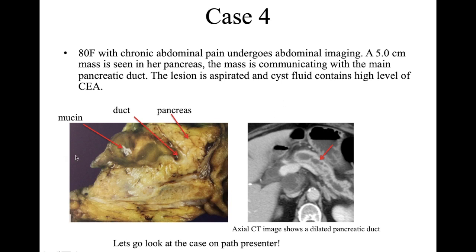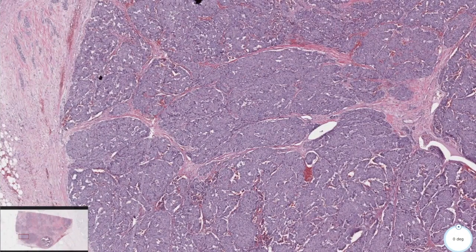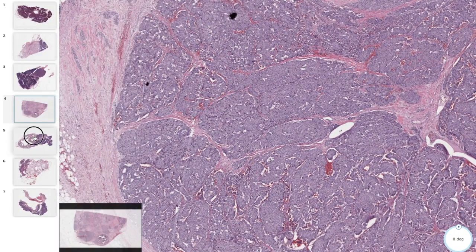And here, this is the gross picture. We can see this is the normal pancreas. This is the duct, and this is the mucin that's exuding from the tumor. And this is the axial CT showing that, indeed, the pancreatic duct is dilated. This is case 4. Let's go take a look at what we have for case 4.